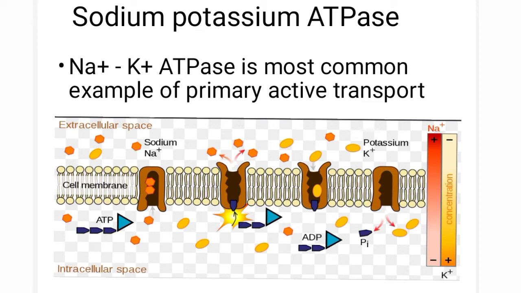3 sodium go outside and 2 potassium come inside. Already there is a low concentration of sodium on the inner side, and it moves from low to high, which requires energy. Similarly, potassium is present outside in lower amount and moves from outside to inside against the concentration gradient. In this process, ATP is broken down, phosphorylation occurs, and 3 sodium move outside and 2 potassium come inside. The calcium pump is also structurally related to the sodium potassium pump.